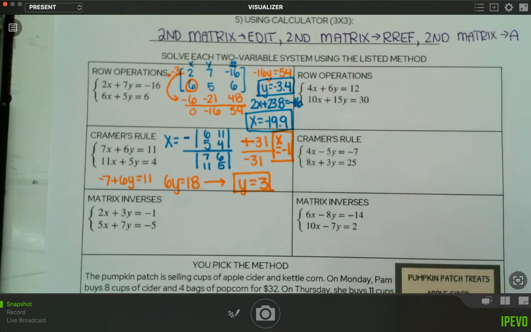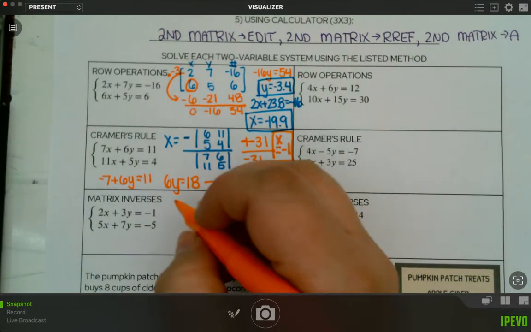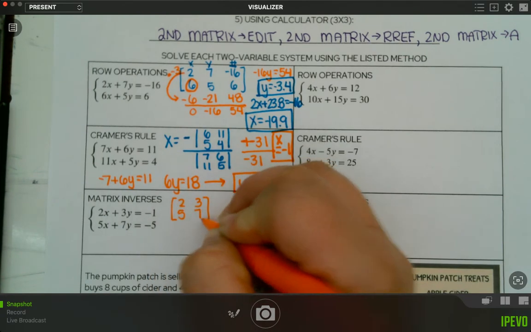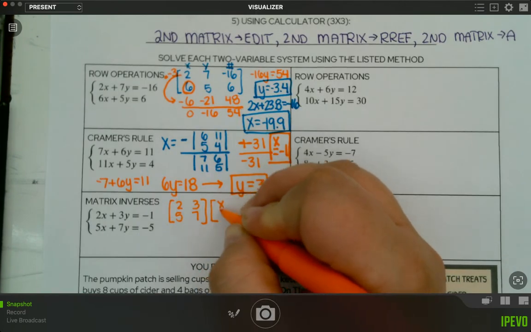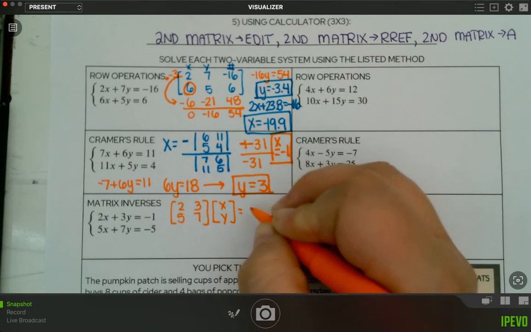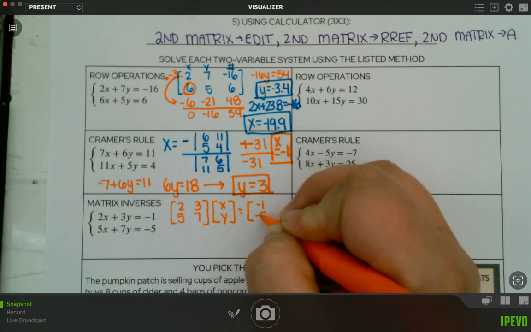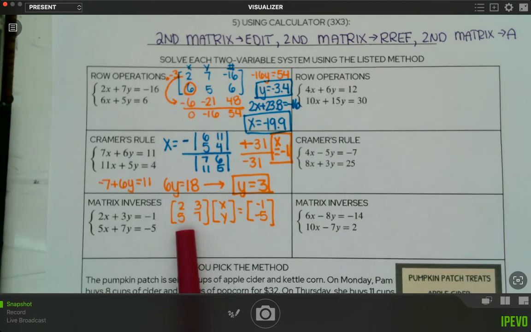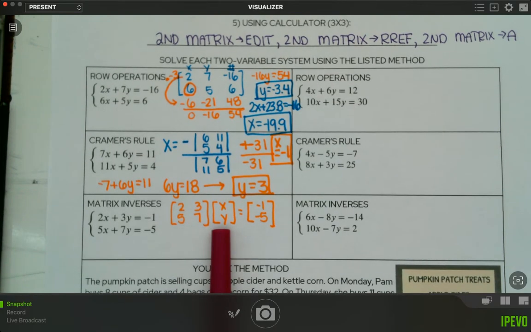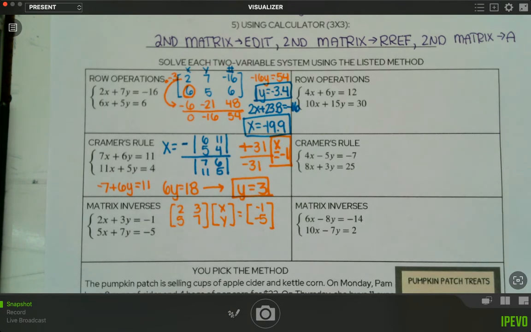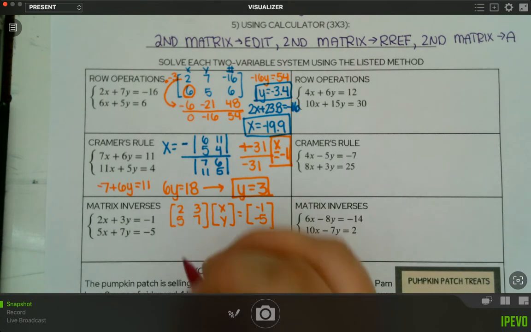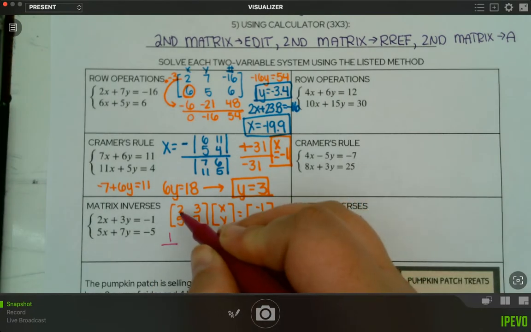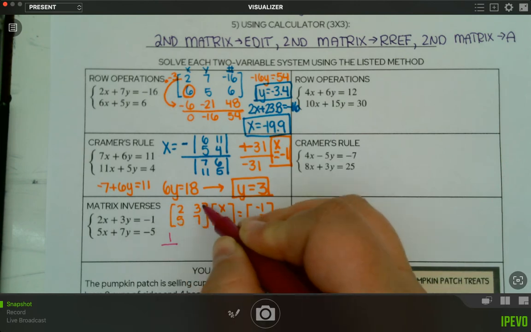Then we have matrix inverses. This is where you set up a matrix with just the coefficients. And then the next one will be your x and your y, and it equals the constants. And what we want to do essentially is divide by this to get rid of it, because it's being multiplied by the one we want by itself. Since we can't divide, we multiply by the inverse of the matrix on the left. And the inverse is 1 over the determinant. The determinant of this matrix is 14 minus 15, which is negative 1.